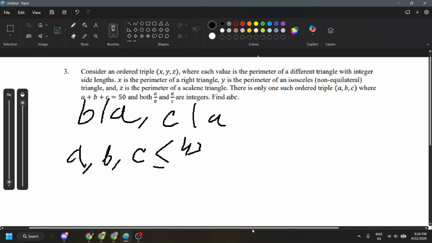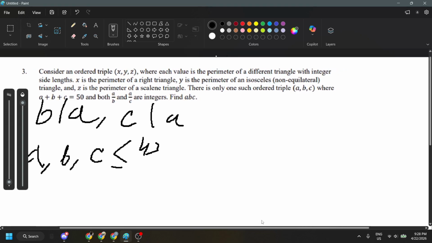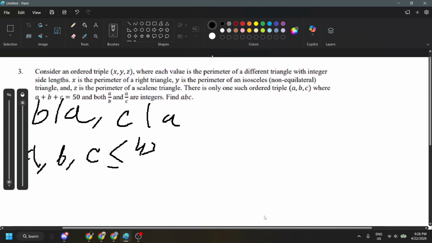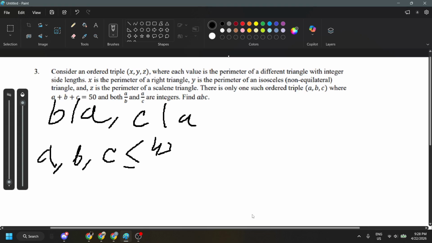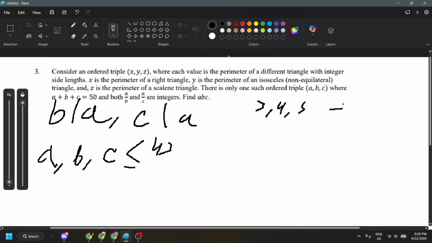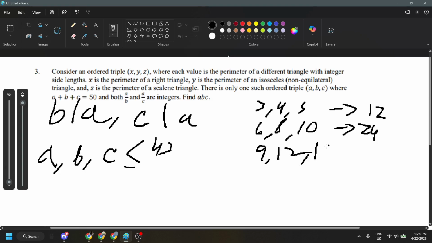Okay, let's find all the right triangles that work. The perimeter must be less than 43. Okay, so right triangles, there's 3, 4, 5, which sum to 12. You could also multiply this by 2, 6, 8, 10, which sums to 24. Multiply this by 3, 9, 12, 15. This sums to 36, and that's it.